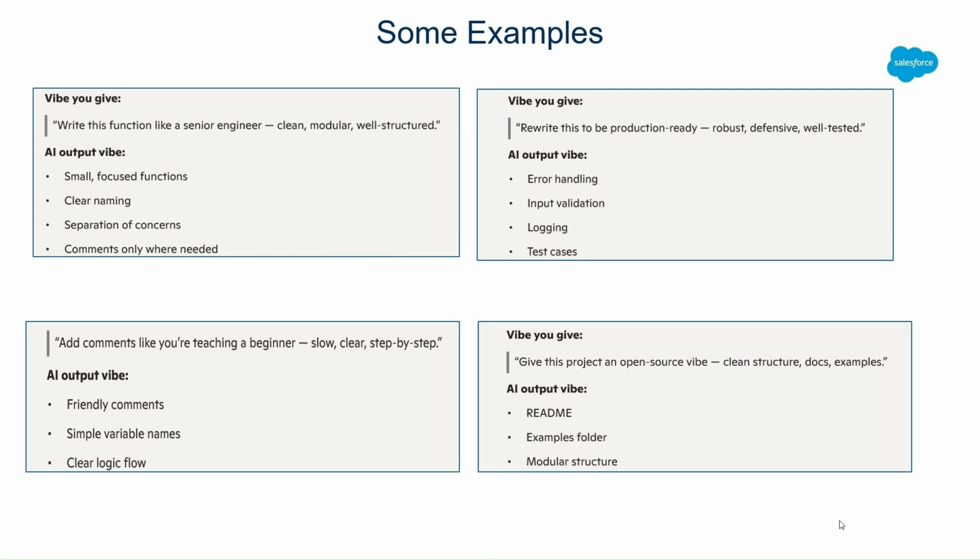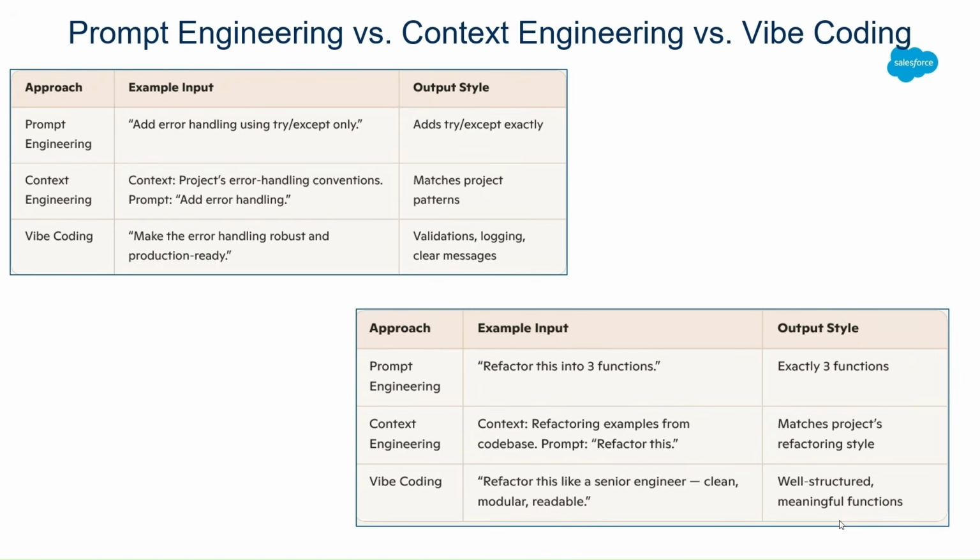And lastly, I can provide a vibe saying, give this project an open source vibe, clean structure, docs with examples, and I will get the output as a README file with an examples folder and a modular structure of the project. Okay, so then I have tried to explain the difference between prompt engineering, context engineering, and vibe coding.